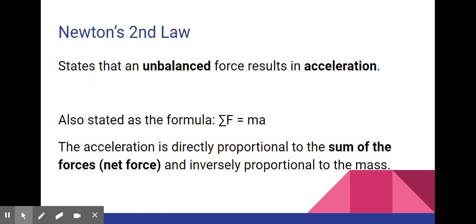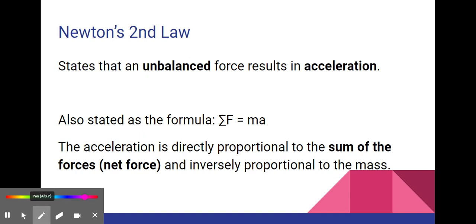So again, the formal definition for Newton's second law states that an unbalanced force or unbalanced forces result in acceleration. And stated as the formula, we see the sum of the forces, and sum of is that big E-like character, that means sum of. So the sum of the forces is equal to their mass times their acceleration. And again, this sum of, that means we're adding forces together. Okay? The acceleration is directly proportional to the sum of these forces, or your net force.